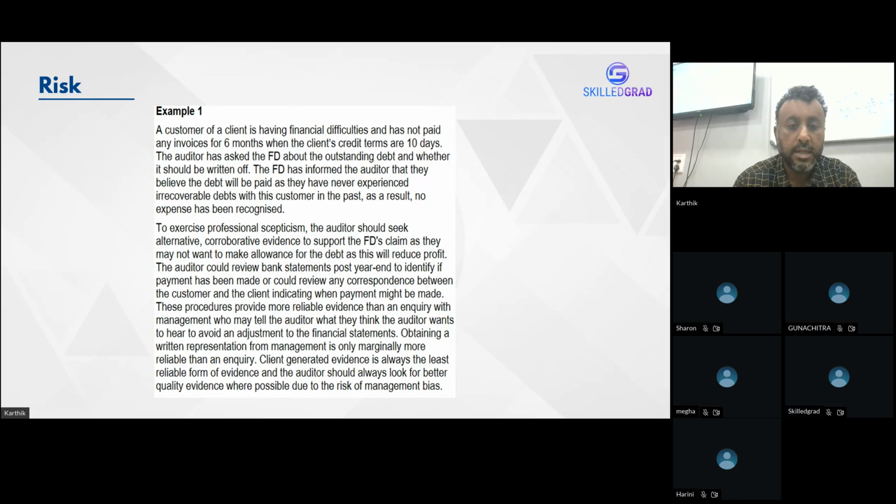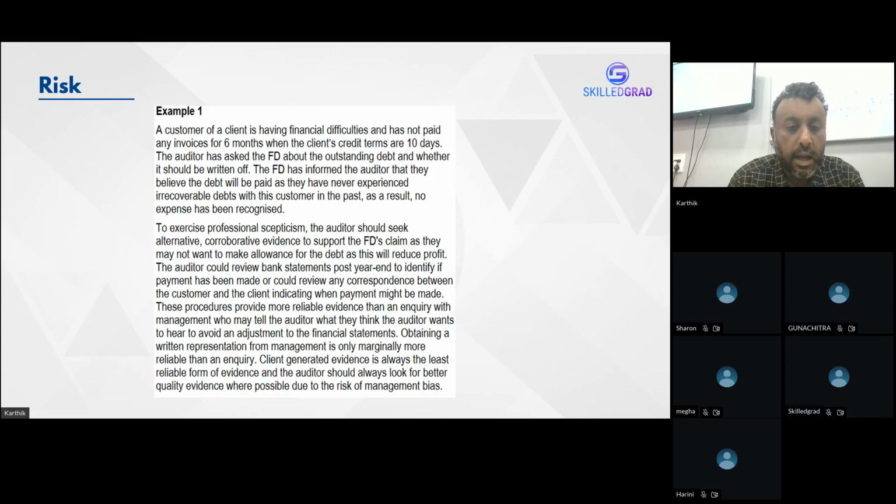Okay. So this thing, auditor has asked a finance director about the outstanding debt and whether it should be written off. Obviously, whether to write off or create a provision for bad debts. Then the FD has informed the client they believe the debt will be paid. They believe the debt will be paid. Guys, pay attention, read the question.